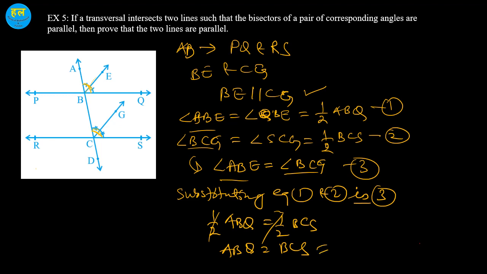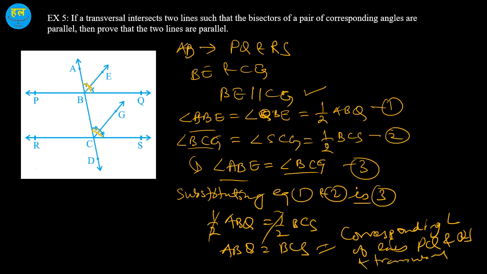Since they are the corresponding angles of lines PQ and RS, and transversal AD, and since the corresponding angles are equal, therefore we can say that PQ is parallel to RS. Converse of corresponding angle axiom. Okay.